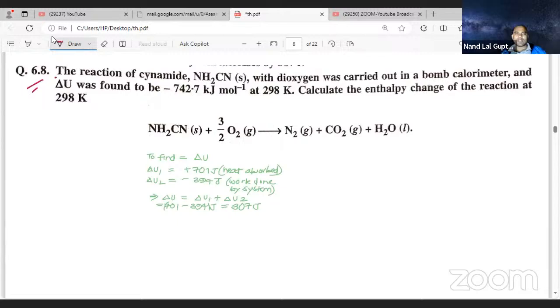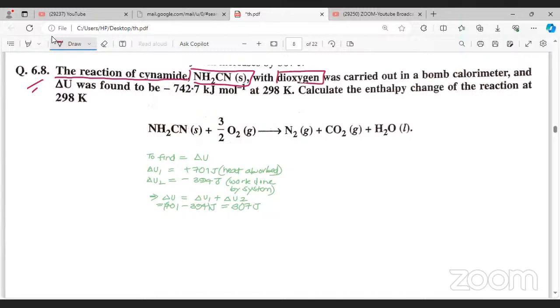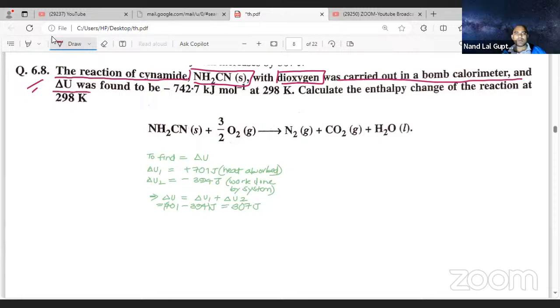So what is the question given? The reaction of cyanamide NH2CN. I think you will be able to solve this question. Sir, this one is not going, sir. Okay, leave it, no problem. Delta U was found to be 742. You solve this one fastly. Calculate the enthalpy change of the reaction. Okay, how can you do this question?